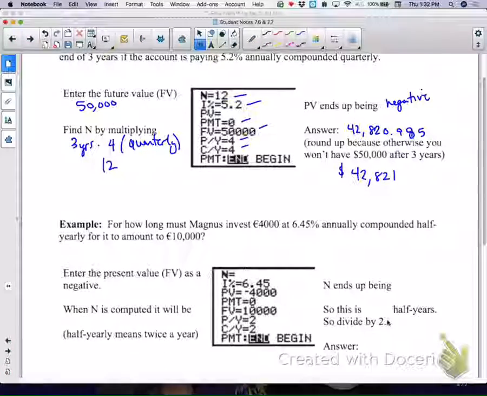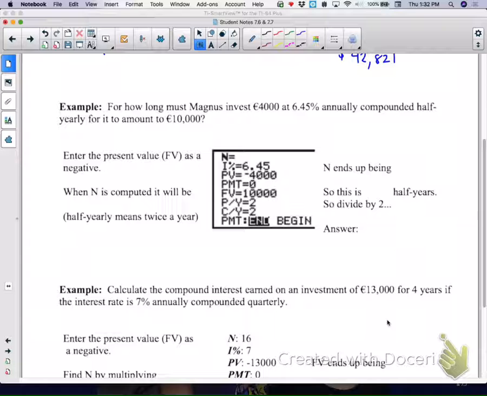Okay, 2 more here. How long must Magnus invest 4,000 euros at 6.4% annually compounded half yearly for it to amount to $10,000? So, okay, my present value, we're going to enter that as a negative. We don't know what the N is. We're going to try to find that out. But when we do find out our N value, it's not going to be the amount of years. It's going to be the number of half years. So it's actually going to be years times 2. So we'll talk about that when that comes up.